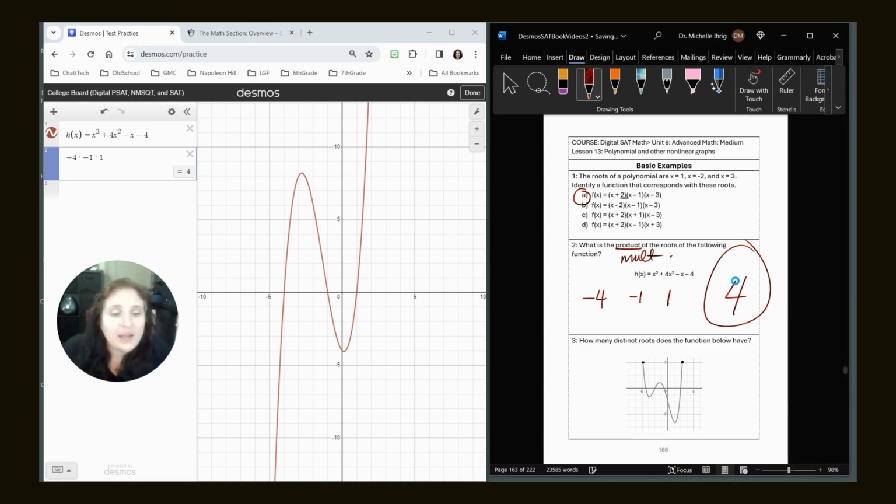Yay! All right, how many distinct roots does this function have? Remember, a root is when it crosses the x-axis for our purposes. So we've got 1, 2, 3, 4 roots.